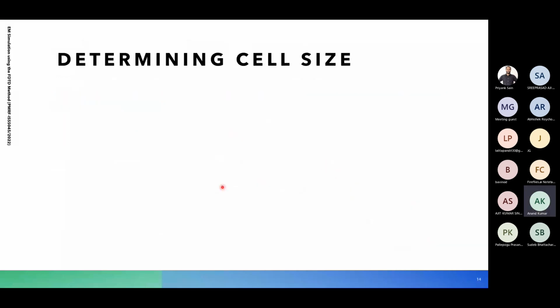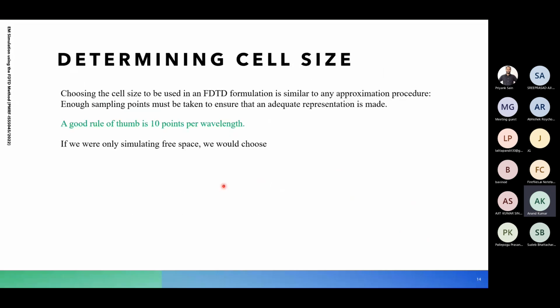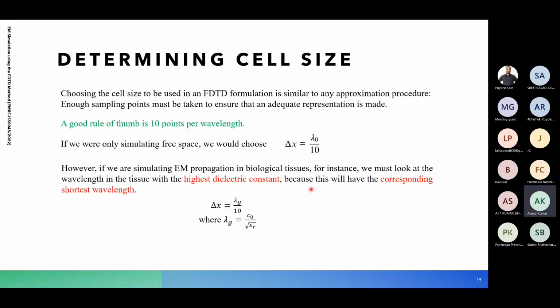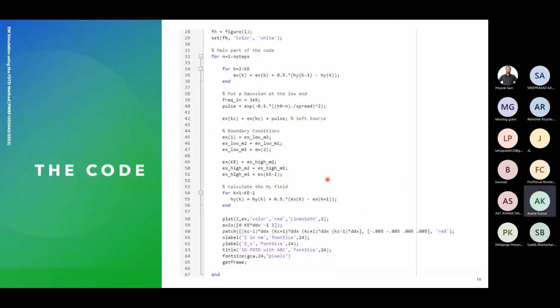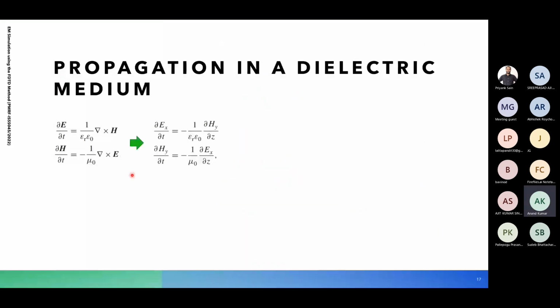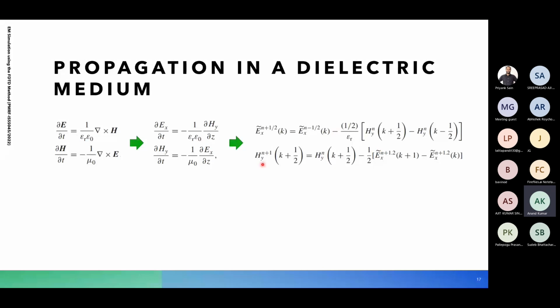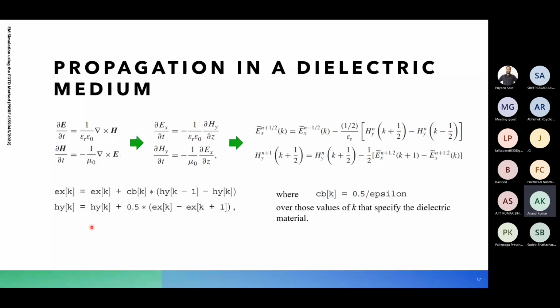Okay, so we'll quickly go through the recap and then go to discussing the assignment. So we determine the cell size based on the highest dielectric constant in the entire simulation space. And using the dielectric constant, we calculate the wavelength, and according to that we calculate the cell size. We looked at the codes and we saw the propagation and dielectric. Over there we just included this relative permittivity, and again we use the 1D equations to get the update equations, and from there we got the update equation for MATLAB and Python.